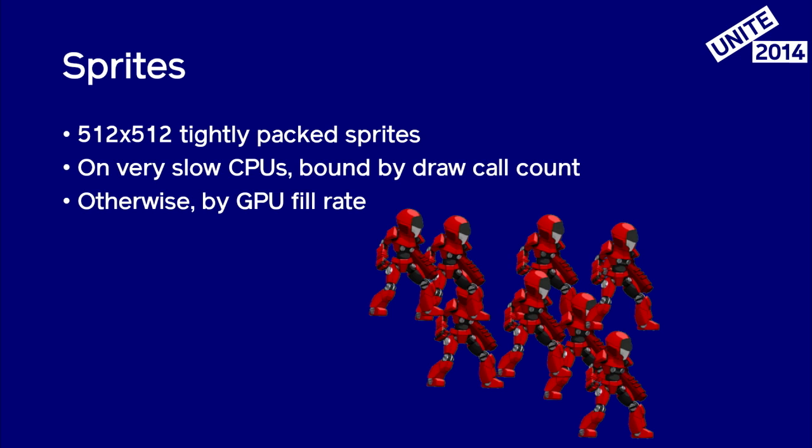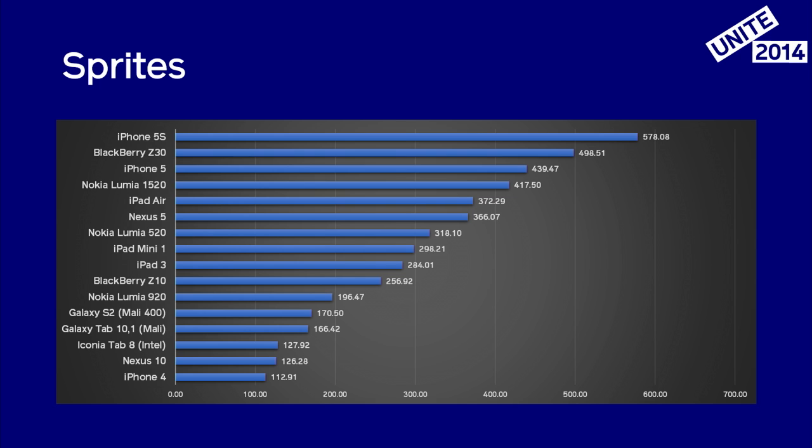Sprites. They are popular as well. In 2D games, they are basically the only thing you'll ever draw, probably. We tested tightly packed sprites. On slow CPUs, they're bound by draw call count. However, on most mobile devices today, they're bound by GPU fill rate. With sprites, you can generally afford way more than that. You can afford more than the normal 3D models. They're easier to draw.